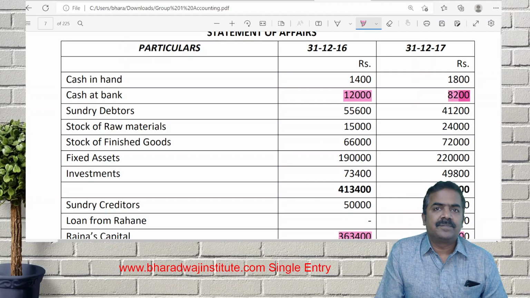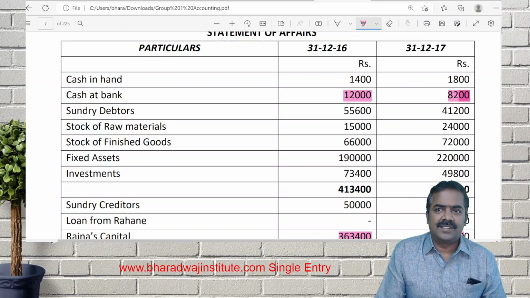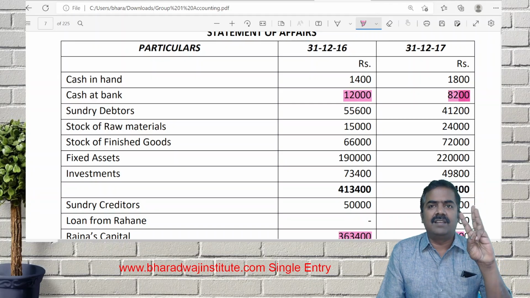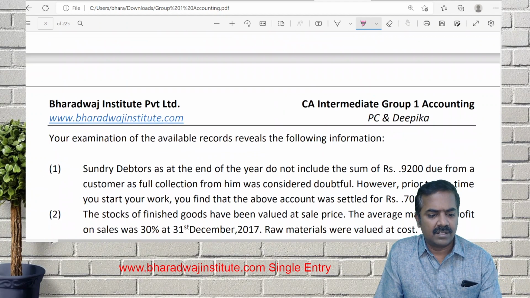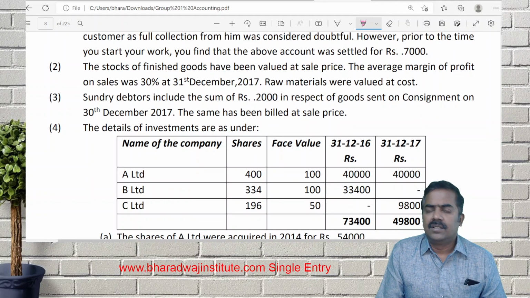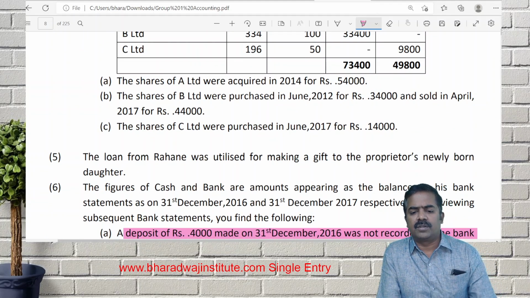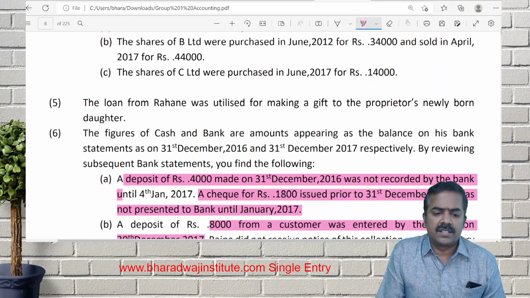Adjustments are regarding, number one, bank balances. Number two, debtors. Debtors-related adjustments are given. Investment-related adjustments are given. Point number one is about debtors. Two is about stock. Third is about debtors. Fourth is about investment. Fifth is about the loan utilized for the purpose. Then sixth is about cash and bank balance details.